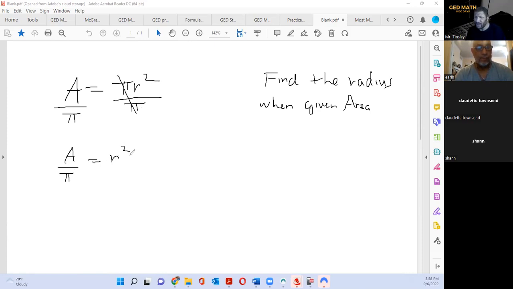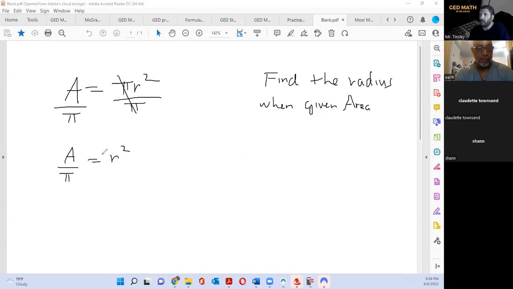Again, r squared. Well, is r by itself? No. Remember, when you're solving for a variable, you want r equals, t equals, x equals. You want the variable all by itself. Right now it says r squared. So just like if we want to get rid of multiplication, we just divide, how do we get rid of squaring something? What's the inverse operation? What's the opposite operation of squaring something?